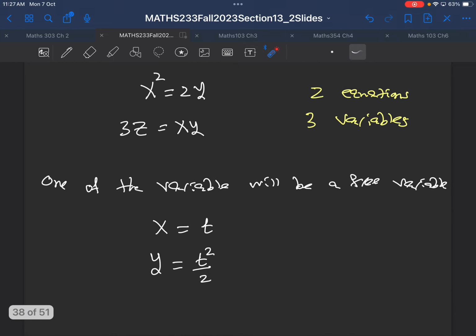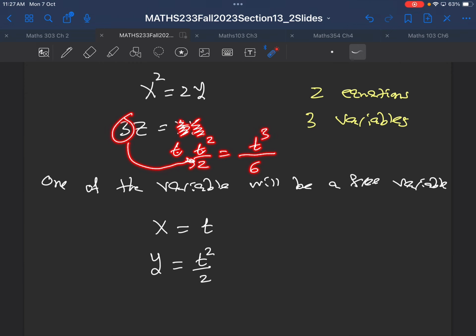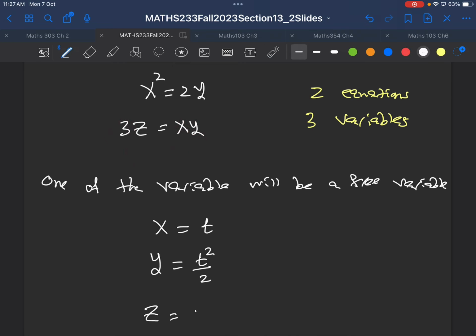Similarly, if we want to find z, this x will be t, this y will be t squared over 2, and this 3 will go down here, so the answer will be 6 down, and here I have t squared with t, I will get t cubed over 6. So here I have z equal t to the power 3 over 6, and those are the parametric equations for the curve. Now I'm back to where I started, finding the arc length of the curve.